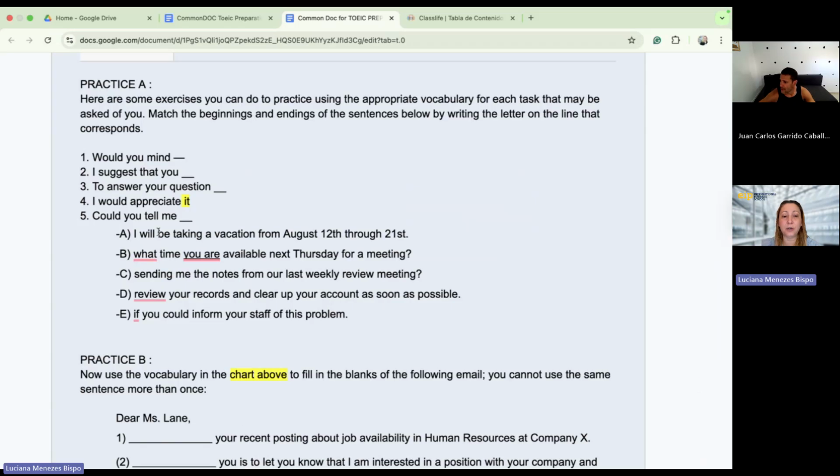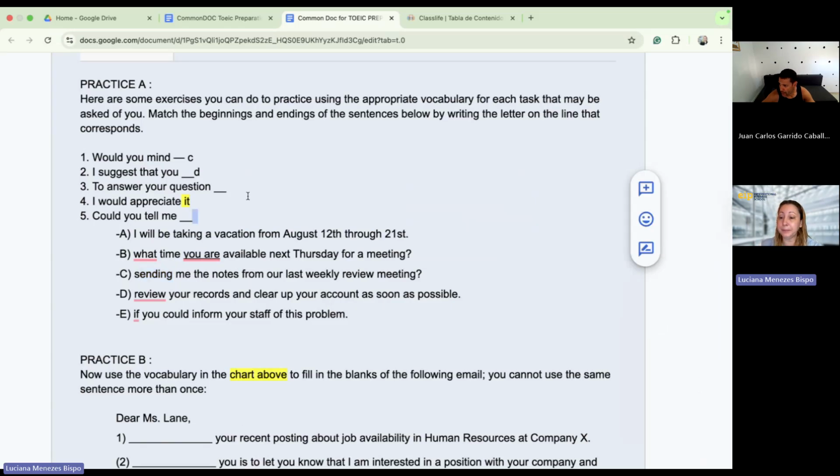I suggest that you review your records and clear up your account as soon as possible. Do you know why? That's just correct, because after the suggestion there has to be a verb, just giving an order. This is a subject that also needs an order, and for that we need an action verb.